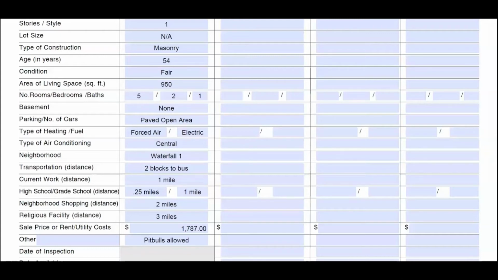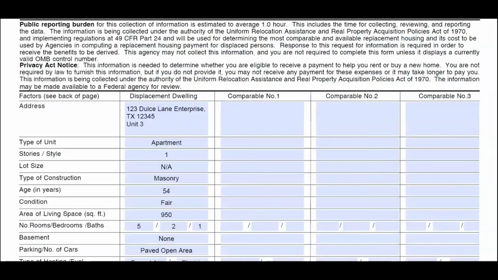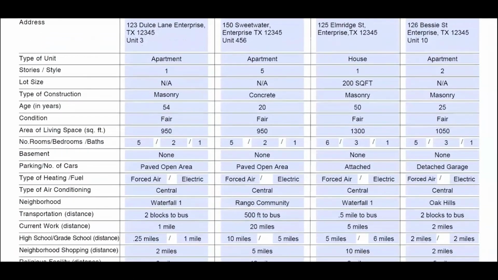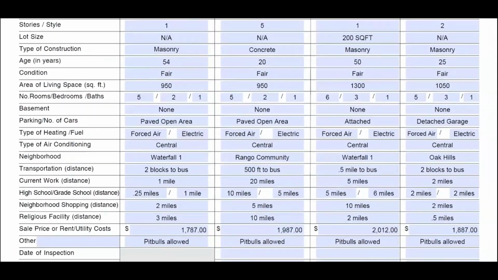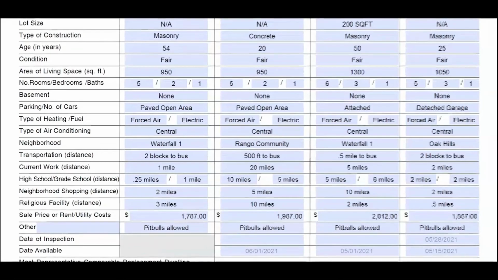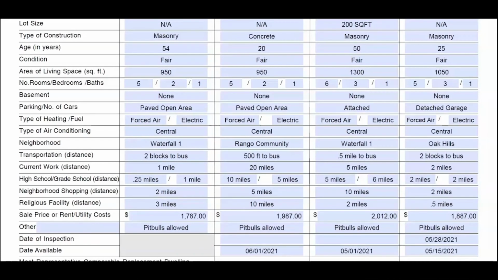Subrecipients will need to use the factors described in the displacement dwelling column to find comparable dwellings. Columns 3 through 5 for comparable number 1, comparable number 2, and comparable number 3 should be used to input the characteristics of the selected comparable dwellings and demonstrate their similarities and differences from the displacement dwelling, and to determine the most representative comparable replacement dwelling. Columns 3 through 5 also include rows to include the date of the inspection and the date the property will be available for move-in. After comparison, subrecipients should check the box of the most representative comparable dwelling.